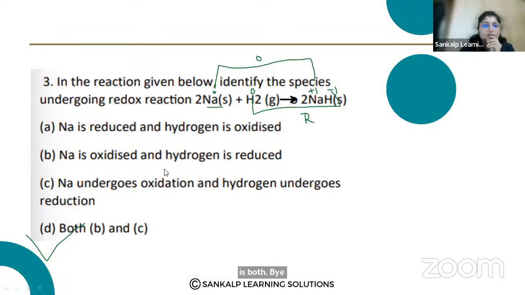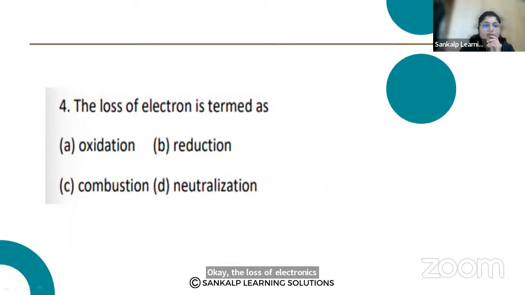Okay. The loss of electron is termed as? So what is loss of electron termed as? A, oxidation, B, reduction, C, combustion, and D, neutralization, students. Yes, it is termed as oxidation. Good. So the loss of electron is termed as oxidation.